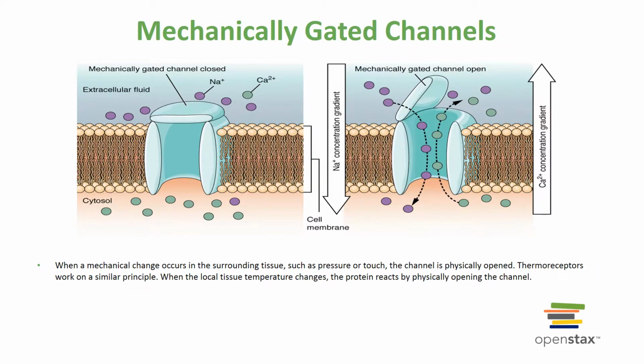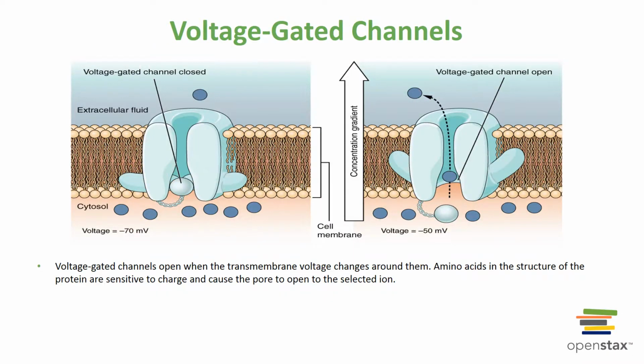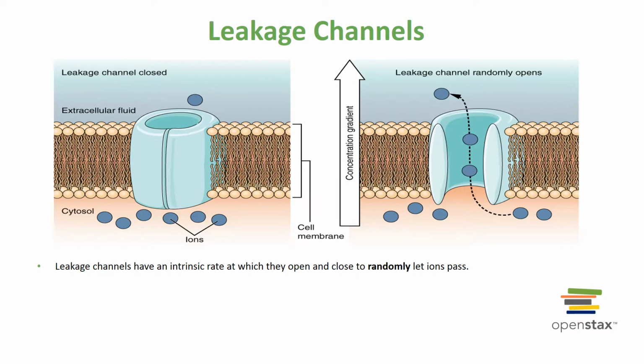Mechanically gated channels open in response to some physical deformation of the membrane surface, which again can be caused by touch, pressure, or vibration, and voltage-gated channels, which open in response to changes in the membrane's potential. Leaky channels, remember, are always open, and they allow for only certain ions to pass through.